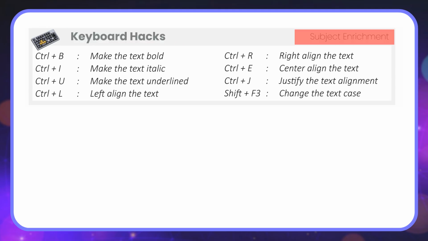Keyboard hacks. Subject enrichment. Ctrl+B: make the text bold. Ctrl+R: right align the text. Ctrl+I: make the text italic. Ctrl+E: center align the text. Ctrl+U: underline the text. Ctrl+J: justify the text alignment. Ctrl+L: left align the text. Shift+F3: change the text case.